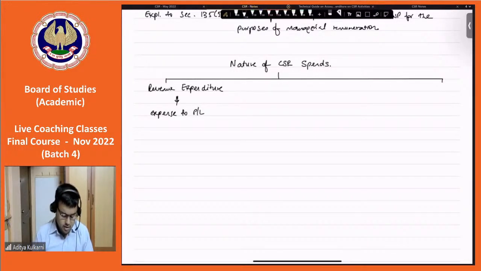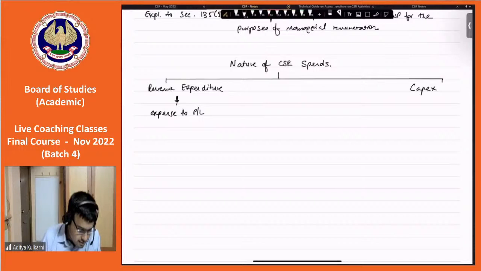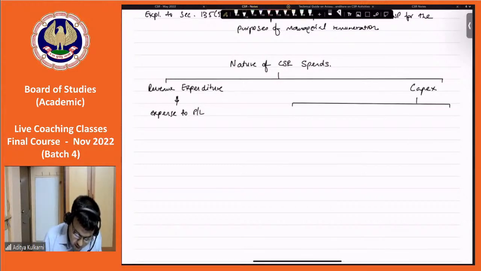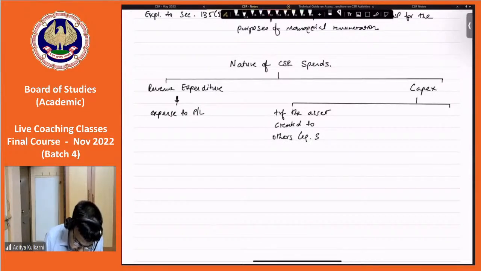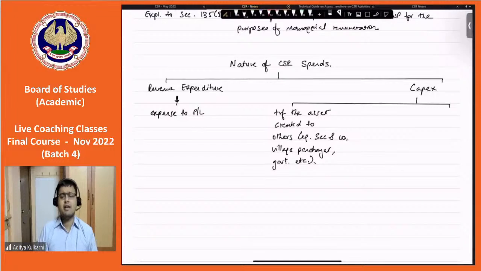Okay, so revenue expenditure, you expense it to the profit and loss. Suppose you incur capex, capital expenditure. Capex means construction of schools, construction of hospitals, all these things you are going to do. Now, when you incur capital expenditure, there are two avenues available to the company. First one, transfer the asset created to others. Others means what? Example, Section 8 company, village panchayat, government, etc. For example, these companies started to manufacture oxygen concentrators.